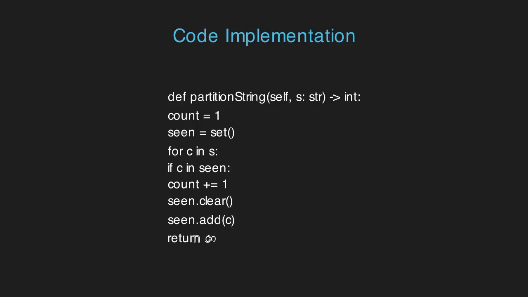Regardless of whether a cut was made or not, we must add the current character to our tracking set for the current partition. We write seen.add(c). Finally, after the loop finishes processing all characters, we simply return the final value of our count variable.